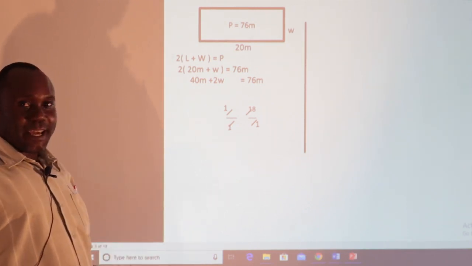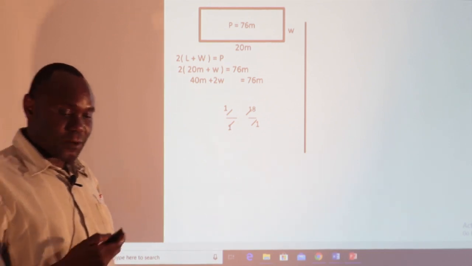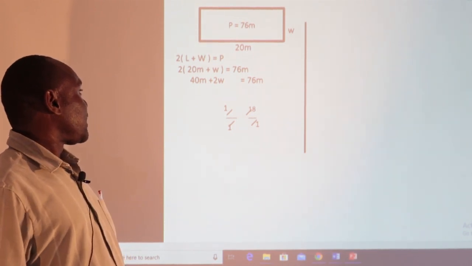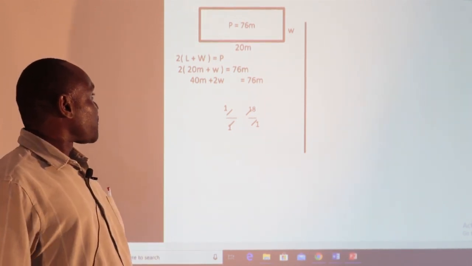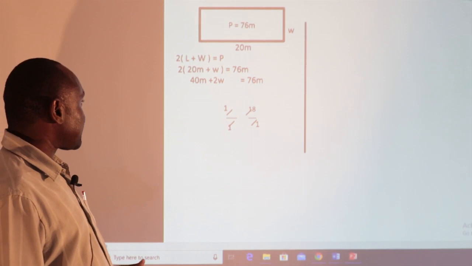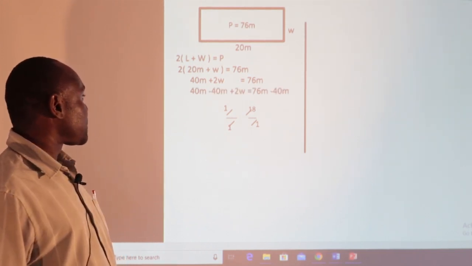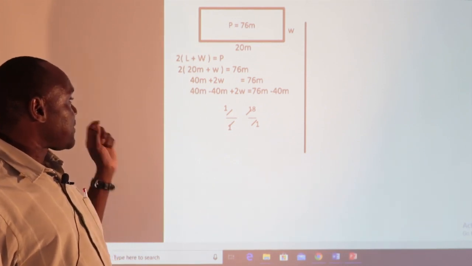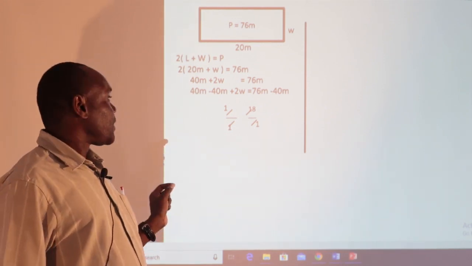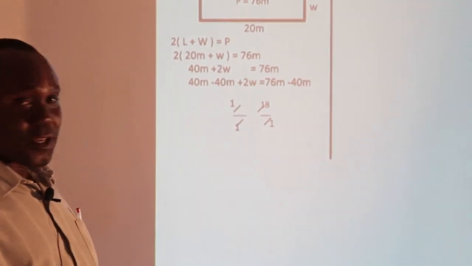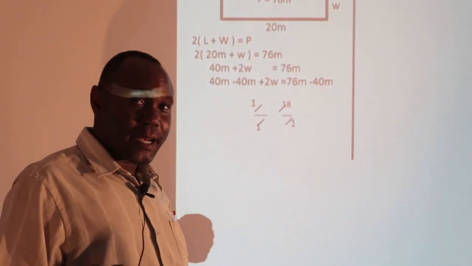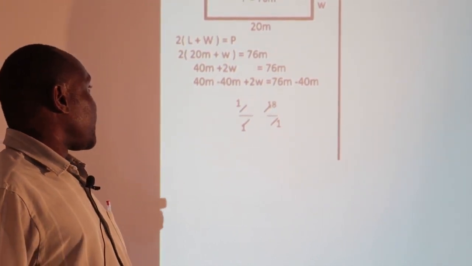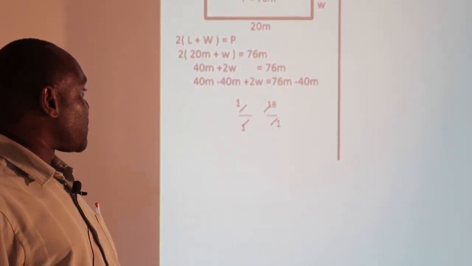Therefore, our 40m is positive, so we get what we call the additive inverse of 40. The 40, its additive inverse is minus. So we have that step there. 40 meters minus 40 meters plus 2w will give us 76 meters minus 40 meters. Now we have collected like terms from there.